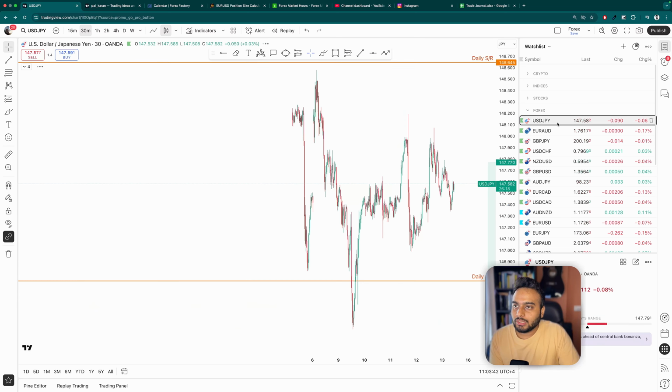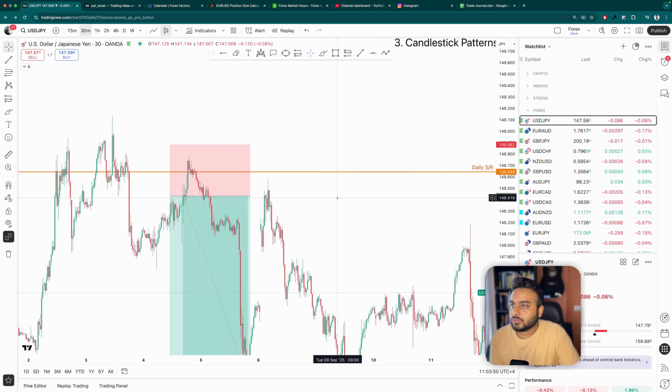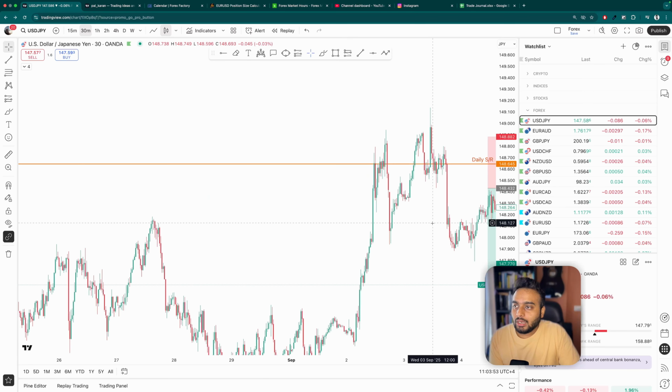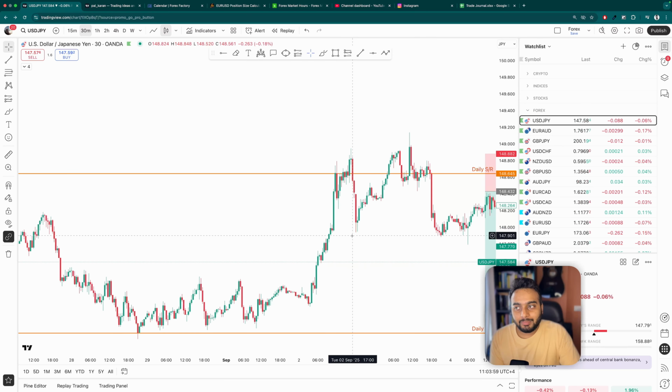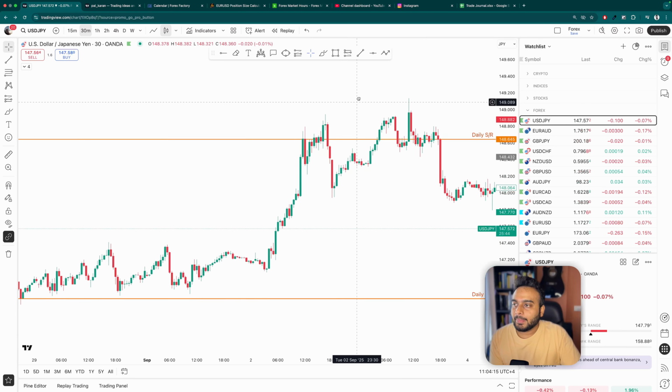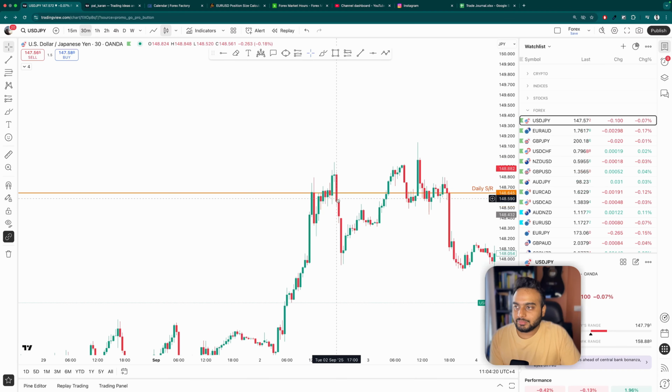And now we have candlestick patterns. Candlestick patterns are very important, but they only have value when they are at the right place. For example, now the price showed a reversal sign right here. You have a doji, and this pattern is called an evening star.